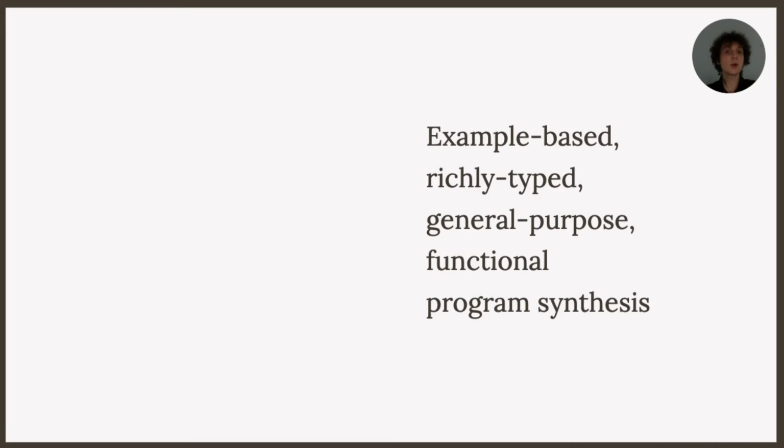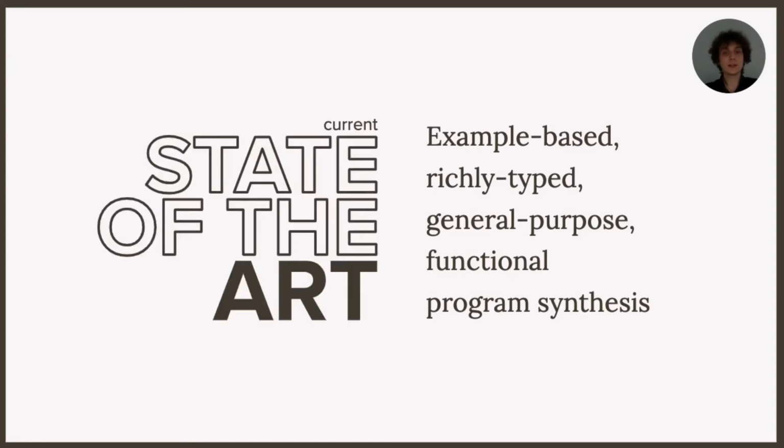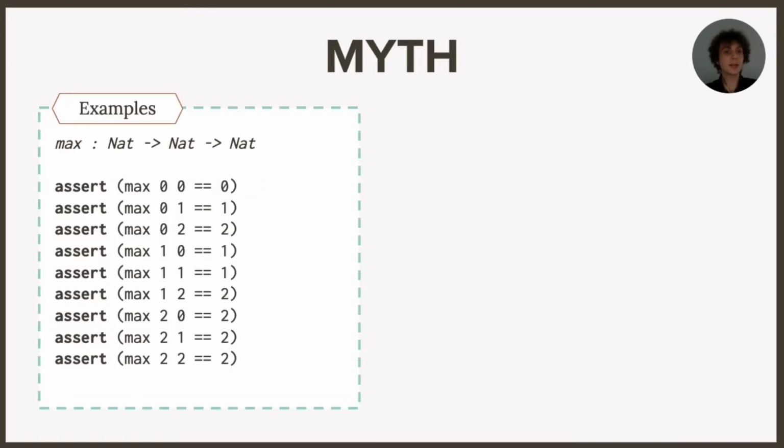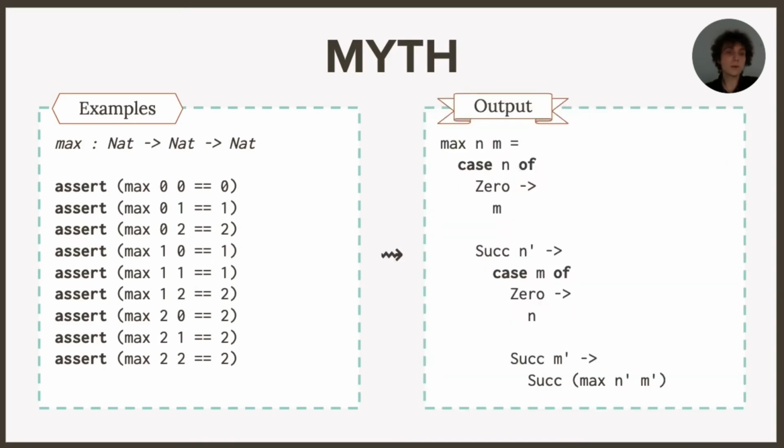For this project, we're going to be working in the domain of example-based, richly typed, general-purpose, functional program synthesis. Let's take a look at the current state of the art in this domain to see what we're up against, and that would be the Myth project. The way that Myth works is you give it a type signature and a set of input-output examples, and as output, you get a function that, when run, will satisfy those assertions.